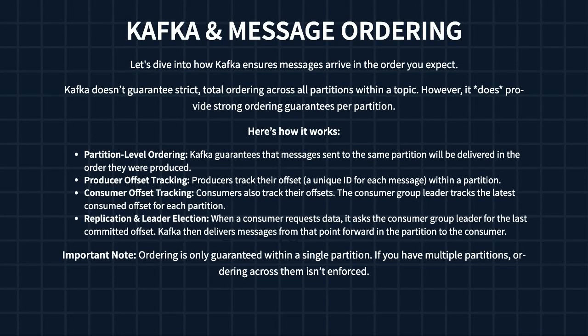Okay, let's talk about how Kafka makes sure messages arrive in the correct order. It's not always straightforward because it's designed for high throughput and scalability. The key thing to understand is that Kafka guarantees ordering within a single partition. Every message sent to the same partition will be delivered to your consumers in the exact order they were produced. Producers keep track of their messages with offsets, and consumers also do, ensuring things stay consistent within each partition. It's like a very organized internal postal system for that specific part of your data stream. But remember, if you're using multiple partitions, you won't have ordering across them.